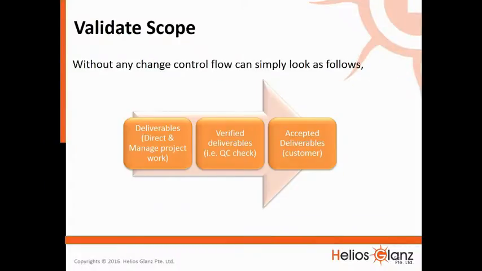Validate scope. Without any change, the control flow can simply look as follows. This will have deliverables, direct and manage project work, verified deliverables, for example a QC check, and accepted deliverables by the customer.